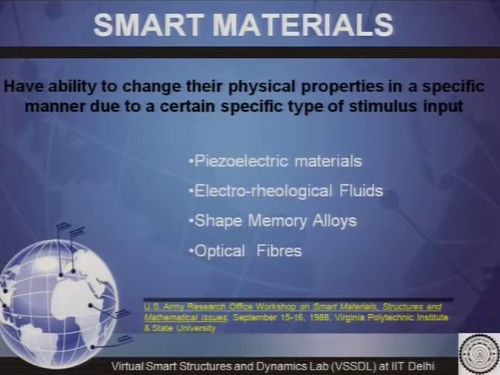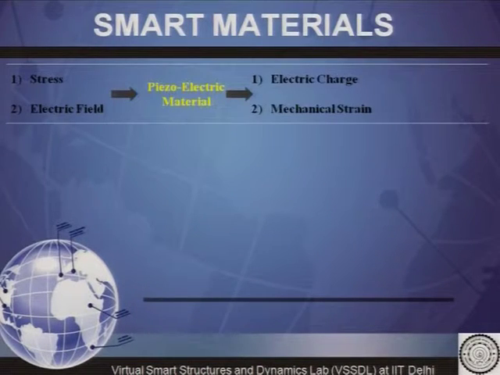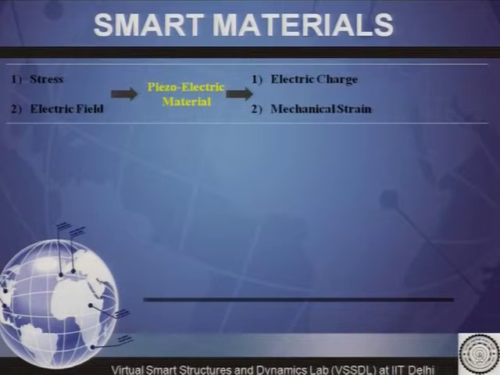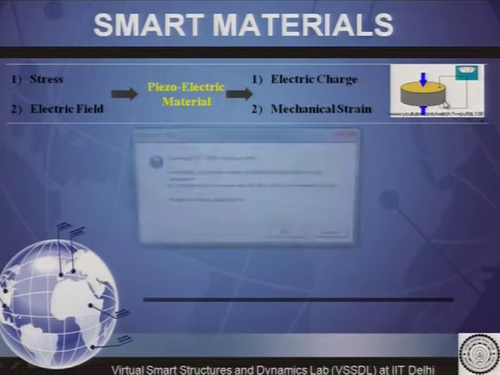Different types of smart materials are piezoelectric materials, electrorheological fluids, shape memory alloys, and optical fibers. Taking them one by one, first is the piezoelectric material. In these materials, when stress is applied they produce electrical charges, and when an electrical field is applied they produce mechanical strain. When an electrical field is applied, they will either contract or expand. This will be clear when we watch this video.